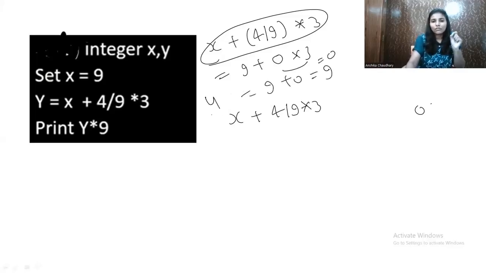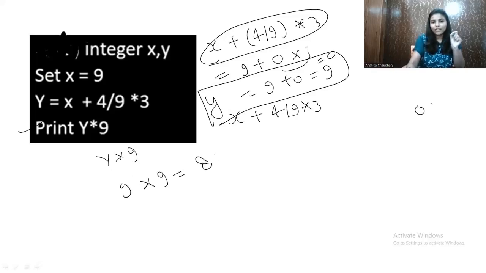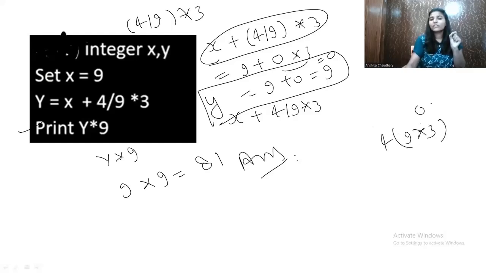So in Y, what we are storing, Y value is 9. So at this line we have to print Y into 9. So what is the value of Y? Y is 9. 9 into 9 will be 81. So 81 will be the correct answer for this question, right? So what was the catch there? There was a catch that there is a space, so we have to consider it like this, but not that. So we will take it as it is.